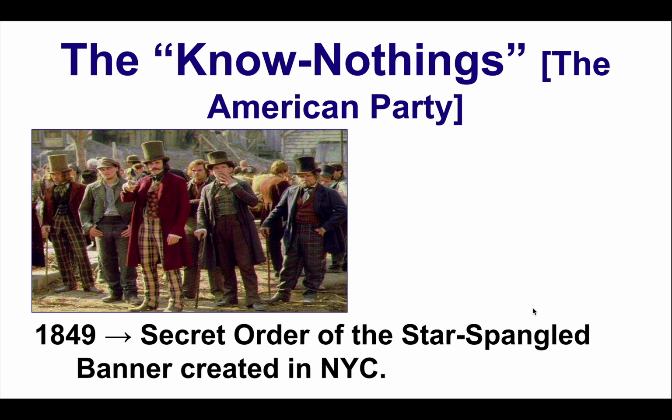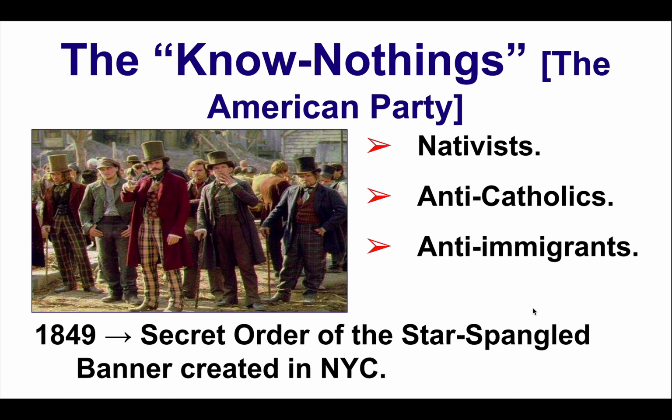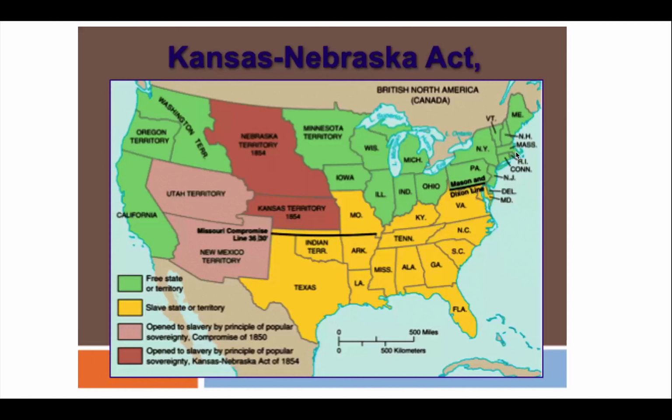Next, political groups that are rising are the Know-Nothings, otherwise known as the American Party, or more indirectly known as the Nativist Party, the Secret Order of the Star-Spangled Banner, created in Washington, D.C. If you've ever seen the movie Gangs of New York, they do a pretty good job talking about this. They were anti-Catholic, they were anti-immigrant. They had the ironic title nativist, calling themselves native to an area in which they had only been living for a generation or two.